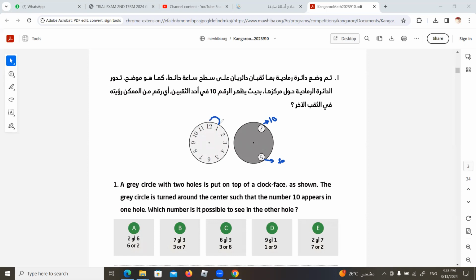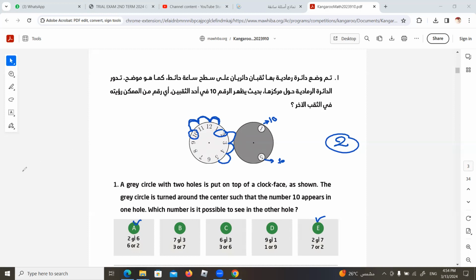So I'm going 1, 2, 3. So it turns from 1 to 10, going 3 units. As we go 3 by the first hole, I'm going 3 by the second hole also. So starting from 5, 1, 2, 3 in the same direction, you get 2. So one of the two possibilities will be 2. So the answer will be letter A or letter E.